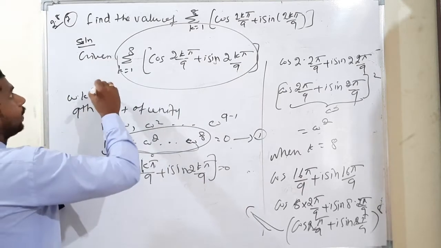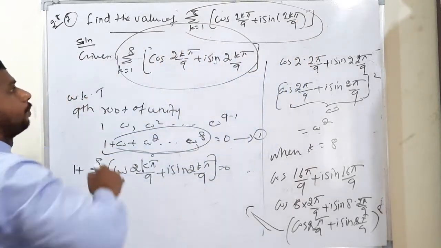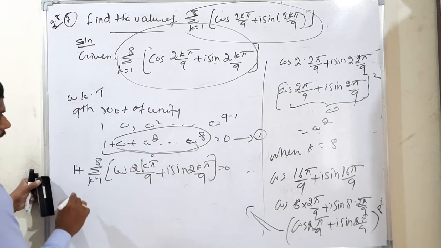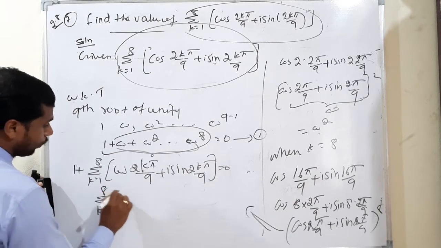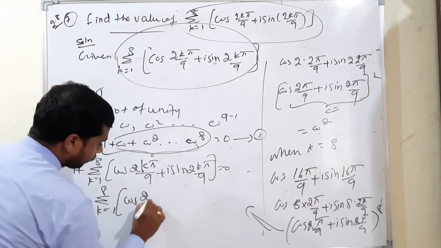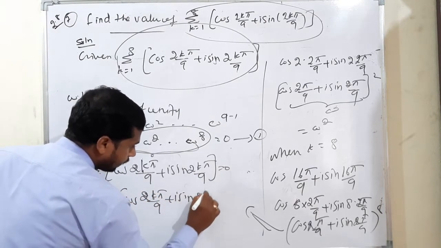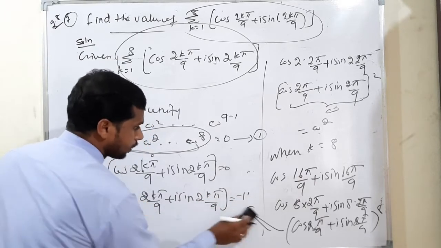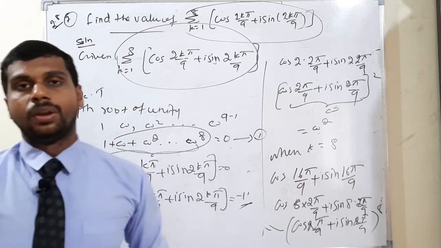So, according to the condition, we need to find the value of the summation of k is equal to 1 to 8. Therefore, plus 1 bring to the opposite side means minus 1. That is our final answer. Therefore, the final answer: summation of k is equal to 1 to 8 of cos 2k pi by 9 plus i sin 2k pi by 9 is equal to minus 1. This is the answer for question number 7. Okay, I will continue with the next question.